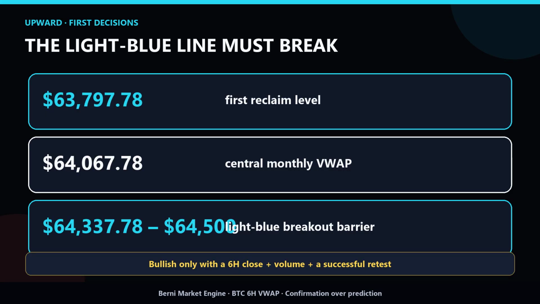On the upside, the first reclaim level is $63,797.78. Next comes the central monthly VWAP at $64,067.78. The most important short-term barrier is the light blue zone from $64,337.78 to approximately $64,500. Only a confirmed 6-hour close above it, backed by volume and a successful retest, would visibly weaken the bearish structure.